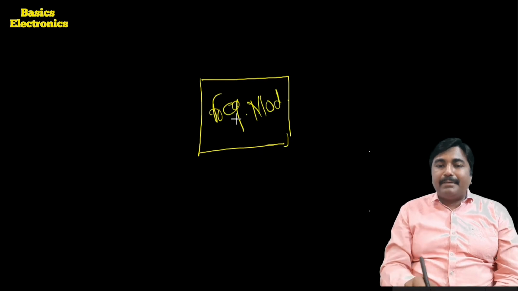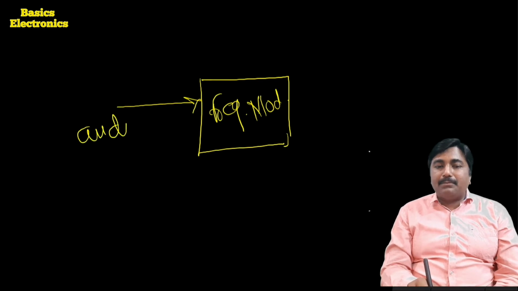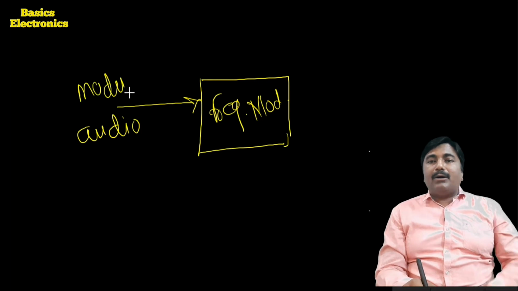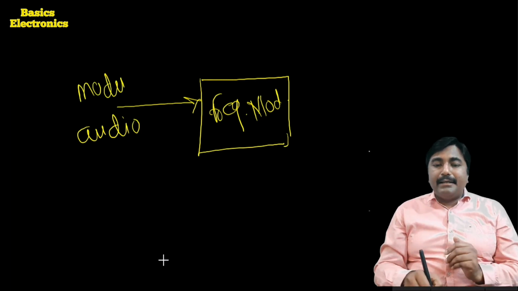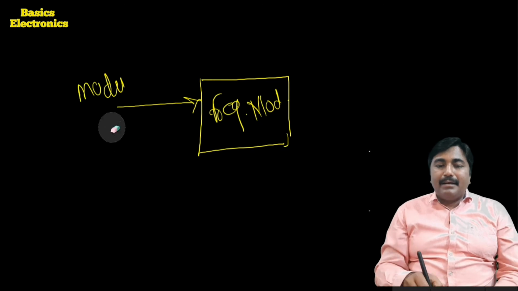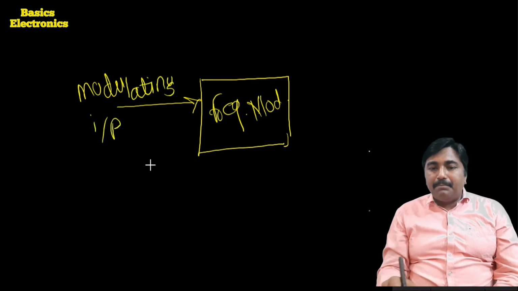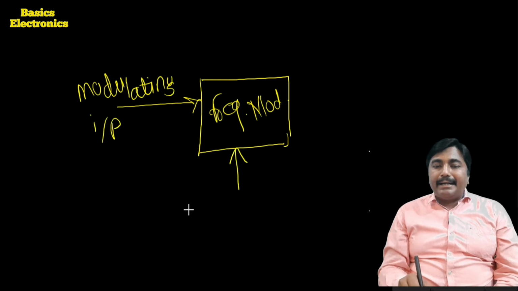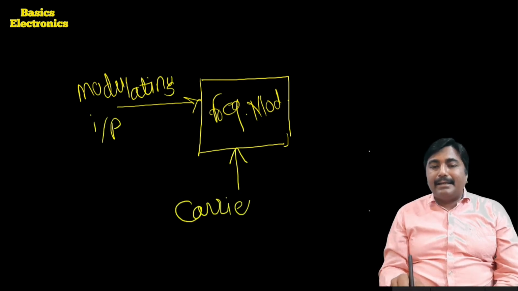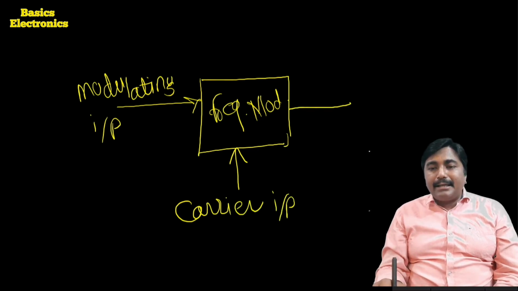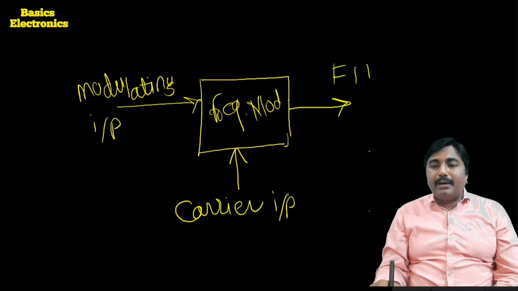The input to the frequency modulator is this one, the audio signal, and this we call the modulating signal. The audio signal or video signal or any other type of signal is the information, and this information signal we call the modulating signal. So here it is the modulating input. Then one more input we apply, that input is the carrier signal, or the carrier input. The resulting output we call the FM signal.